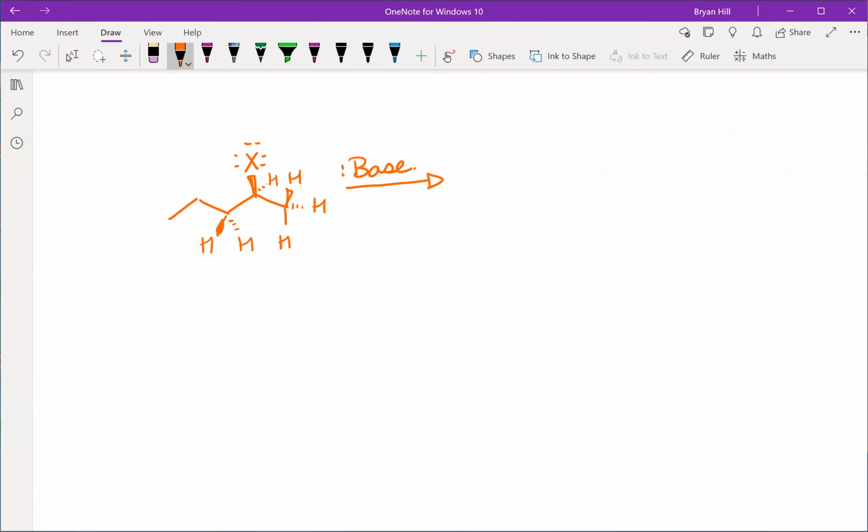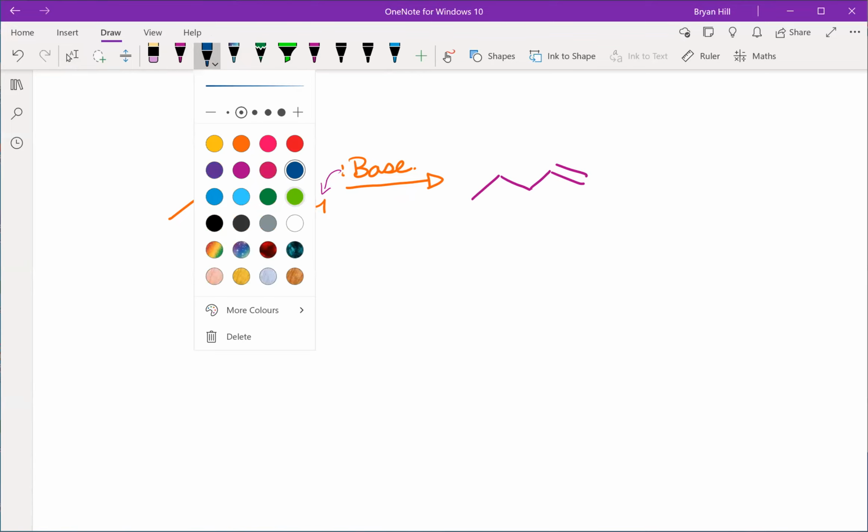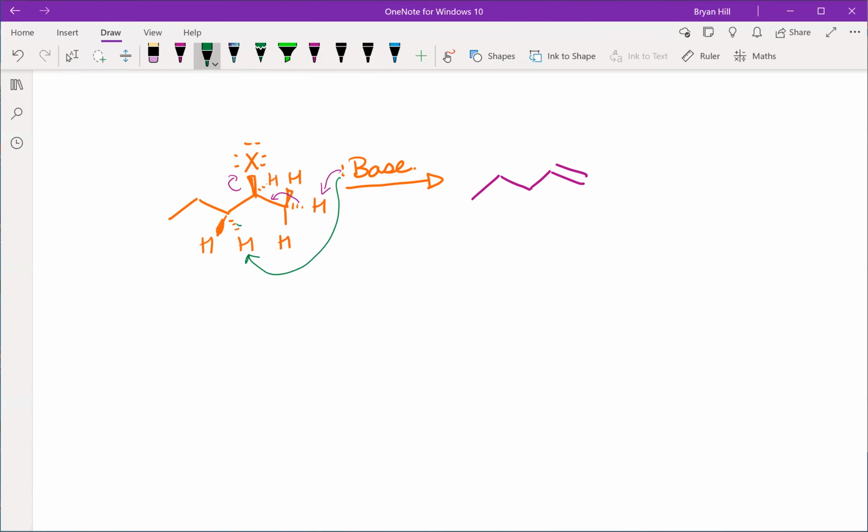So when we have our base, there are 2 possible products that we could form. We could grab this proton and eliminate it to make this product in purple. Or, in green, the base could grab this proton, go there, and that could leave. In this case, we would make this alkene. So 2 constitutional isomers. Now, it turns out that the main product is the alkene with the most number of substituents. So this tends to be the major product.